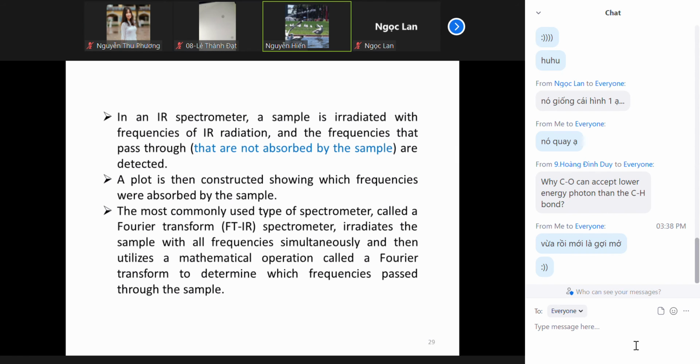I forgot to place here an image of the infrared spectrometers, but I think it's not so important. In infrared spectrometers, a sample is irradiated with infrared light, and then the light that passed through, we say the transmitted light, will be detected by the detectors, and a plot is then drawn showing which frequency has been absorbed by the sample. The signals will be processed by a so-called Fourier transform and give you the signals. It's not so important.